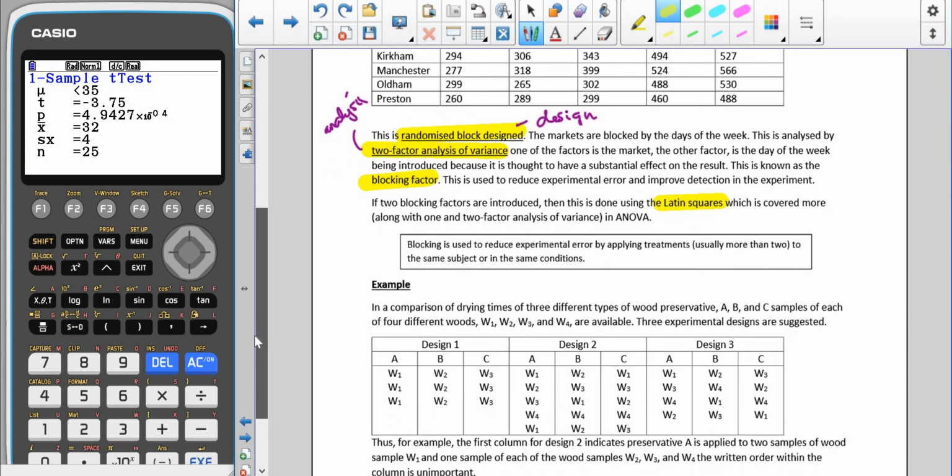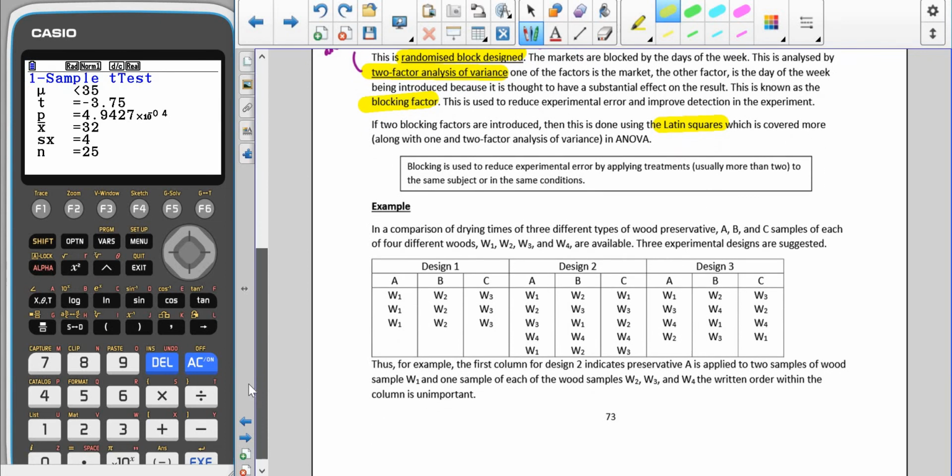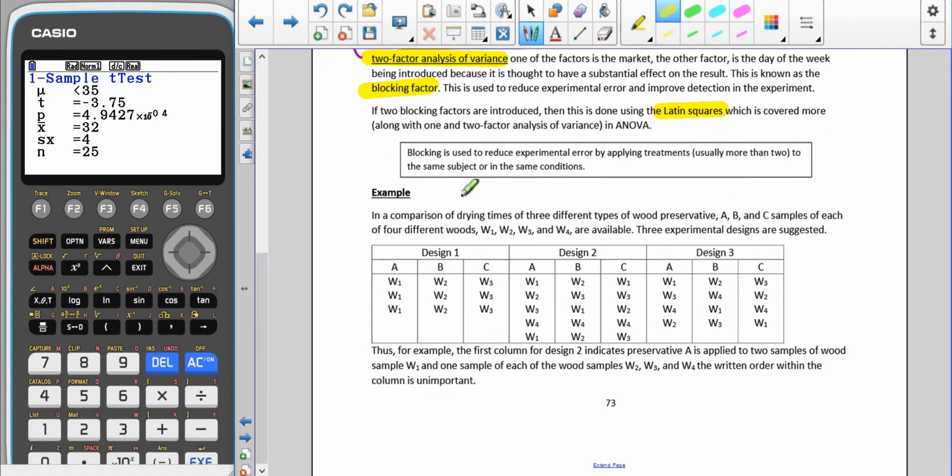So a blocking factor is used to reduce experimental error by applying treatments, usually more than two, to the same subject or in the same conditions. So here we have an example. In comparison of drying times of three different types of wood preservative, A, B and C, samples of each of four different woods, we have wood 1, wood 2, wood 3, wood 4 are available.